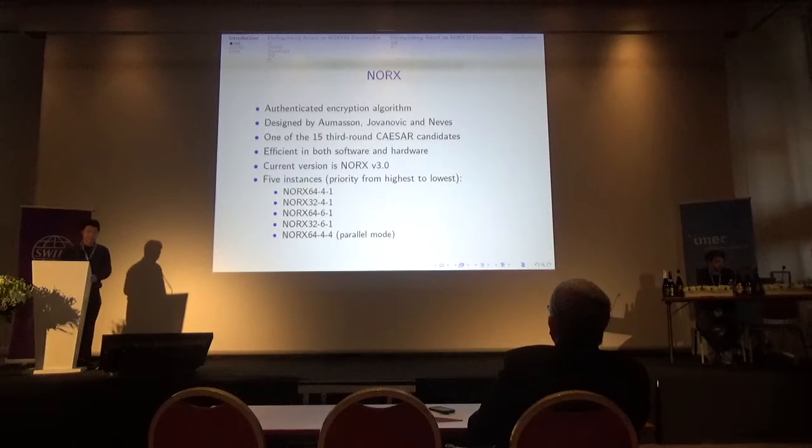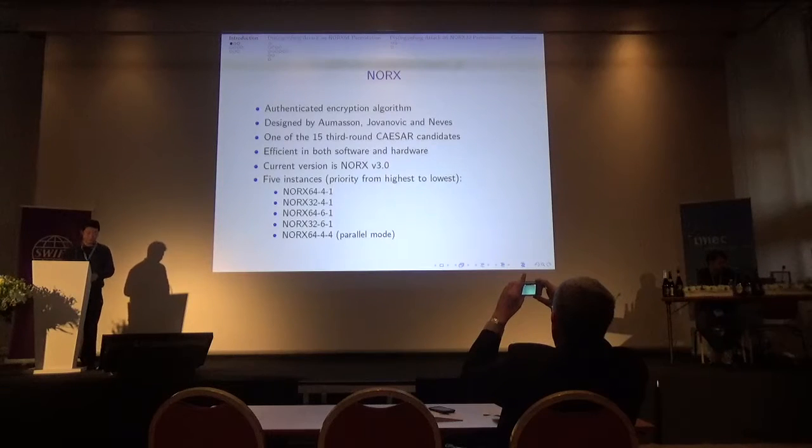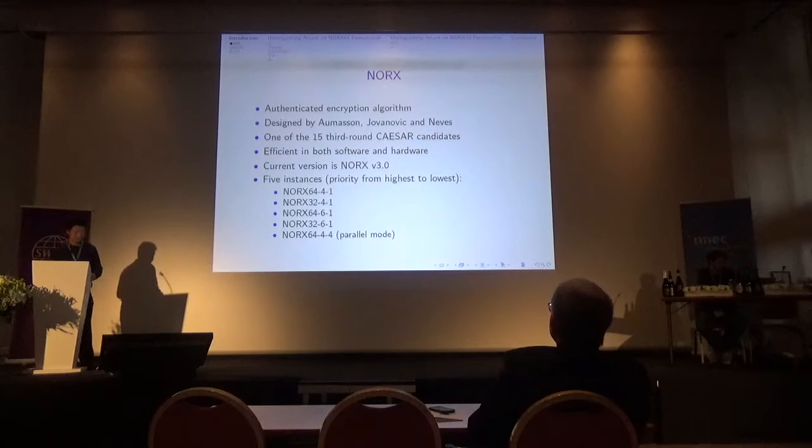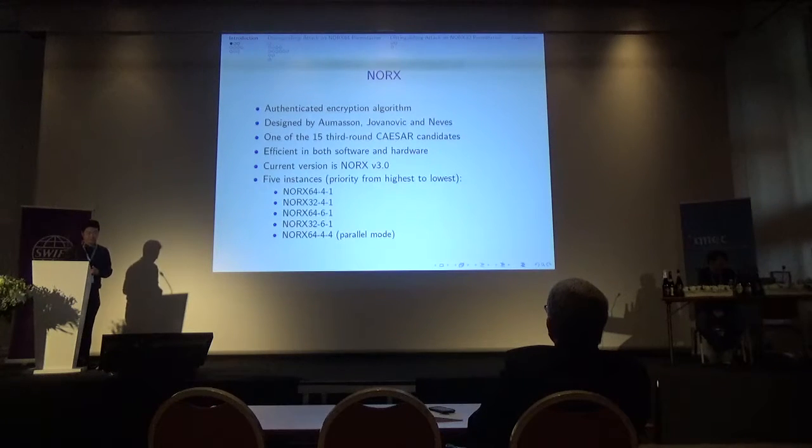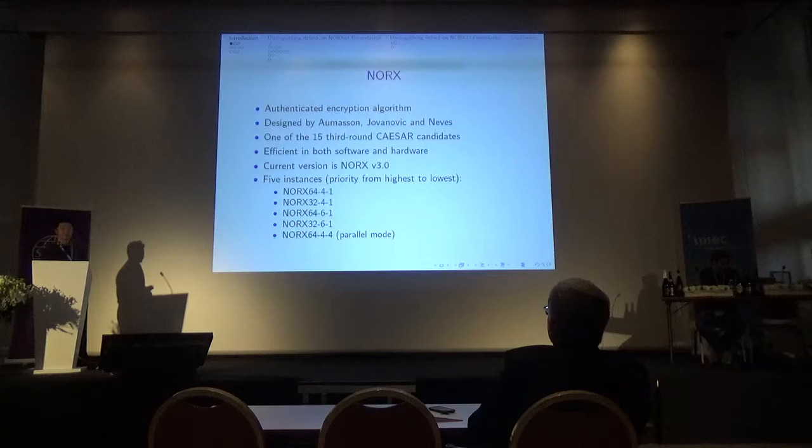So NORX is an authenticated encryption algorithm. It's now one of the 15 CAESAR candidates. It's very efficient in both software and hardware, so that's a very nice design. The current version is NORX version 3.0. It has 5 instances, which differ in the word size, the round number, and also the branch number.